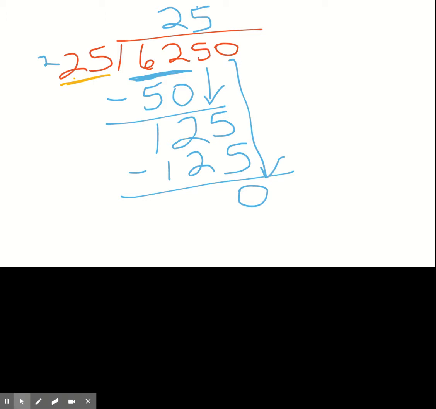Now you still have to bring down that last 0. If you have 0 pencils, you could make 0 boxes of 25 pencils. So this is your final answer, and this one has no remainder, but your final answer is 250.